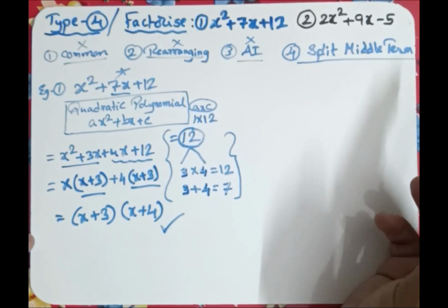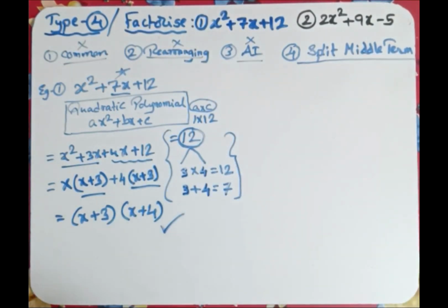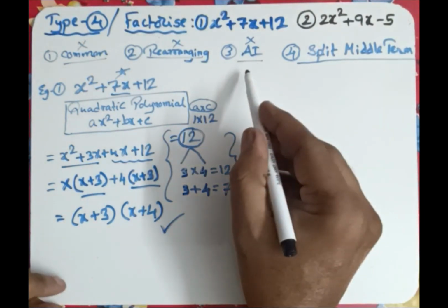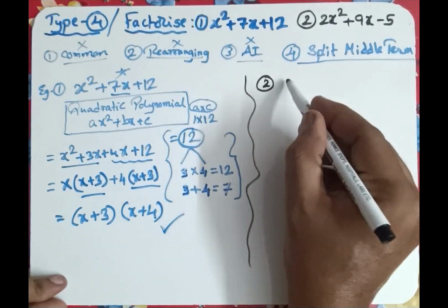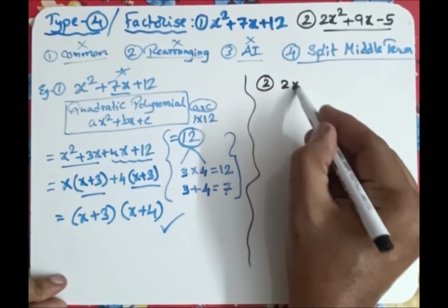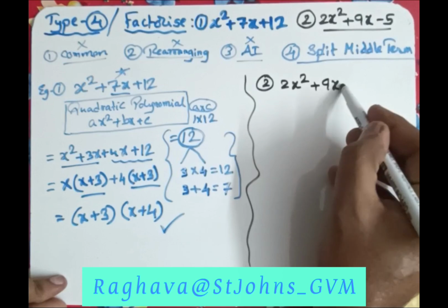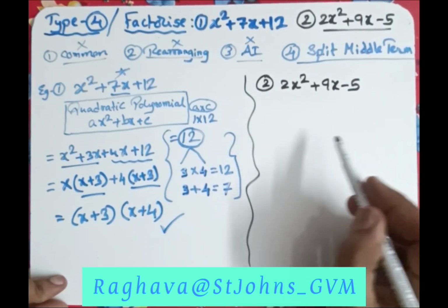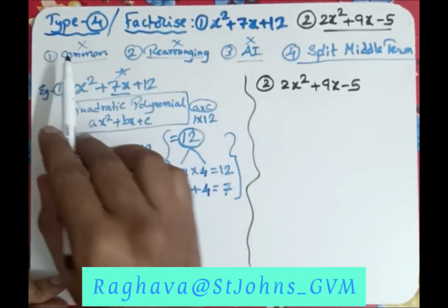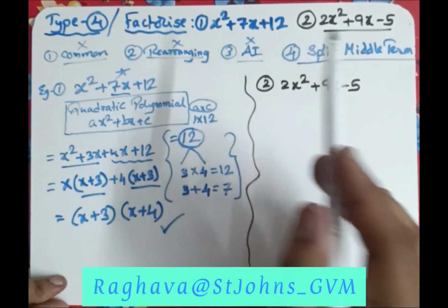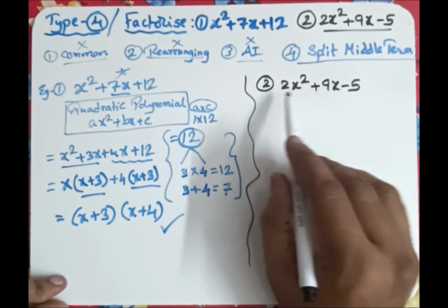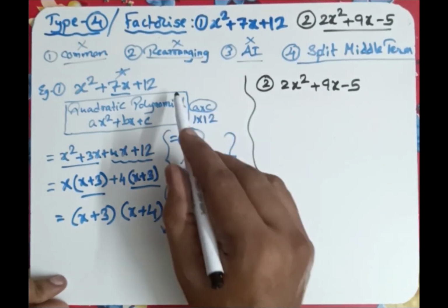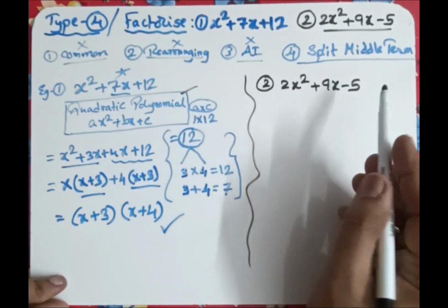Okay friends, now let us go with the second example. If you have a coefficient, what to do? If you have something like this, you can see here 2x square plus 9x minus 5. As we said, we check common factor, no; rearrangement, no; algebraic identity, no; and then we split the middle term. It is a trinomial, a quadratic polynomial. Okay friends, x square, x and a constant.